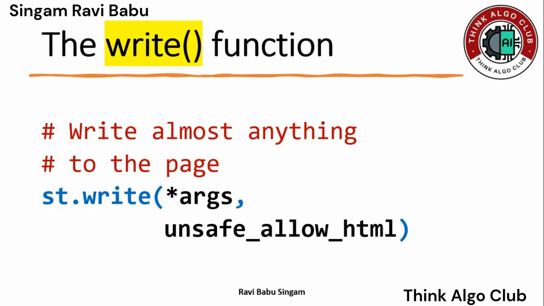This function has two arguments basically. The first one is arguments, which means you can supply as many arguments as you want. The second argument is unsafe allow HTML. Using this argument, you can also add HTML format to the text that you supply.